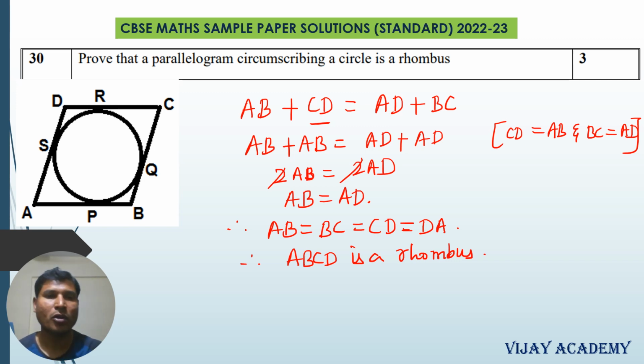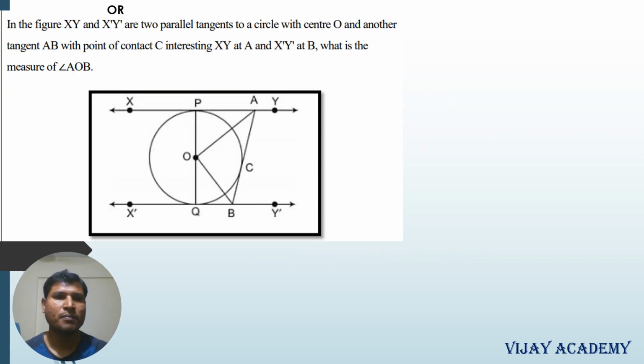Now there is one more question in this, which is: in the figure, XY and X dash Y dash are 2 parallel tangents to a circle with center O, and another tangent AB with point of contact C intersecting XY at A and X dash Y dash at B. So what is the measure of angle AOB? The figure is given in the question itself. So the diagram is given like this.